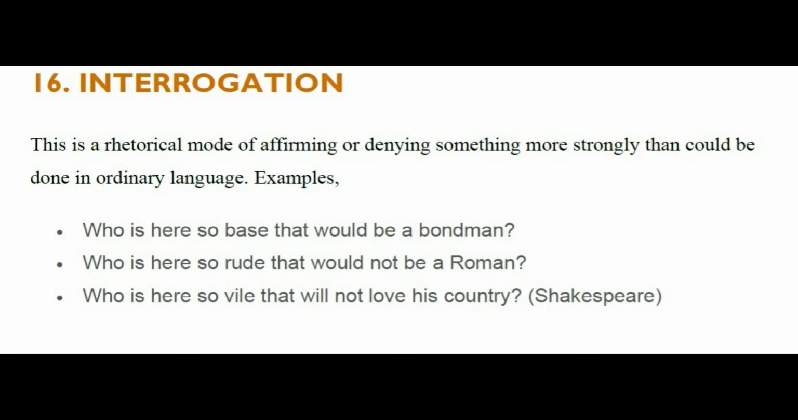Everyone knows what is an interrogation, a question sentence is called interrogation. Keep in mind. For example, who is here so base that would be a bondman? Next one, who is here so rude that would not be a Roman? Next one, who is here so vile that will not love his country?